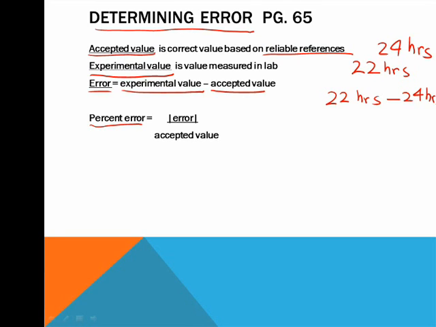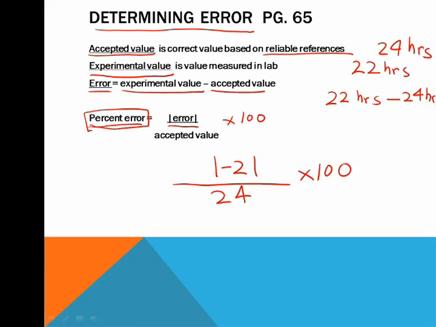Now if I want to find the percent error, I use this formula, and if it's percent, I want to multiply it by 100. I do the absolute value of the error, so that's the absolute value of negative 2, all over the accepted value, which is 24, multiplied by 100. So the absolute value of negative 2 is just 2, divided by 24 times 100. And that will give us a percentage of 8%, or 8% error.